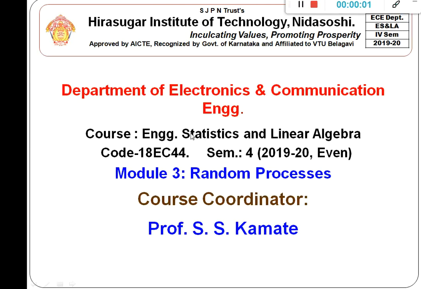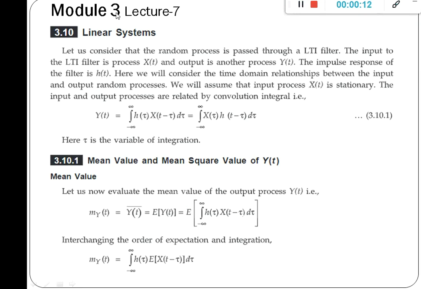Welcome to the lecture on Module 3, that is Random Processes, of Engineering Statistics and Linear Algebra. Today, in lecture 7 of this Module 3, we'll see linear systems. So let's consider the random process that has been passed through an LTI filter, a linear time invariant filter.